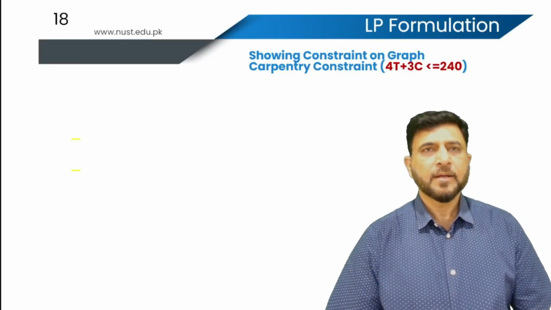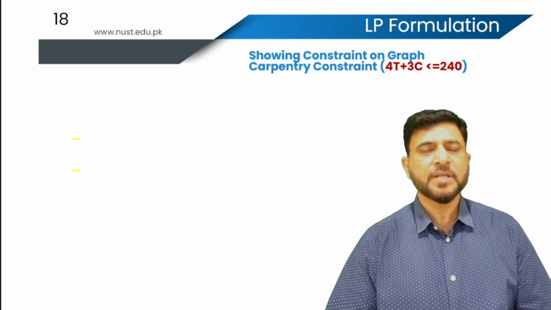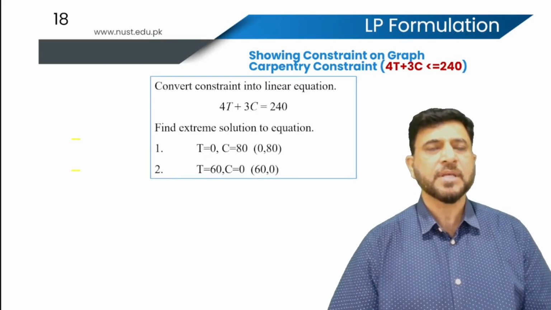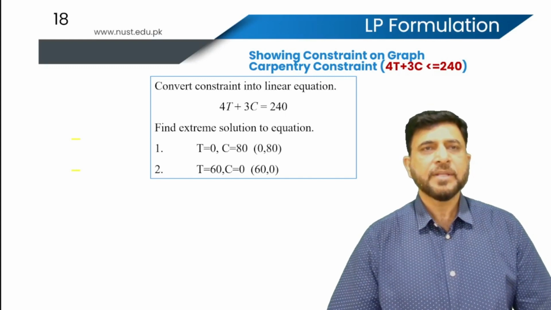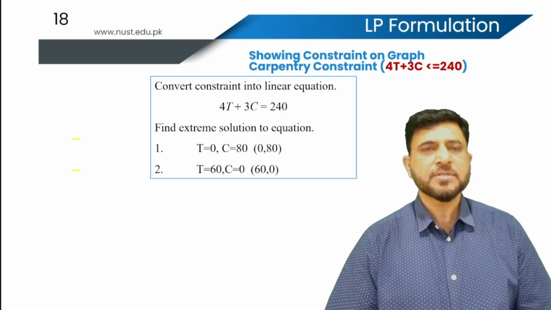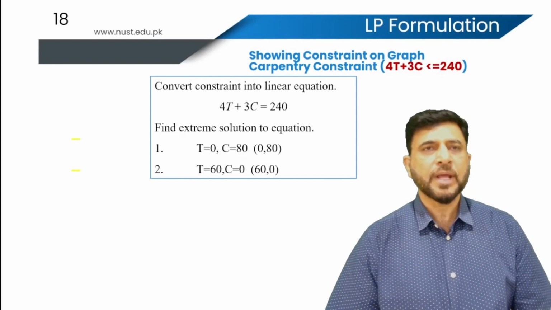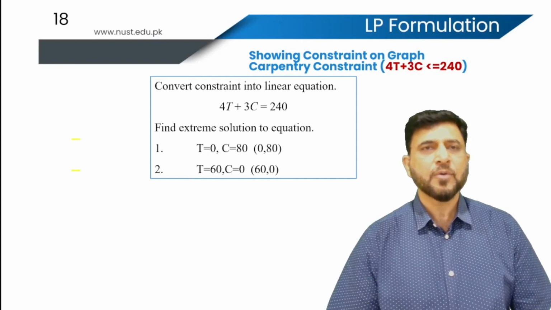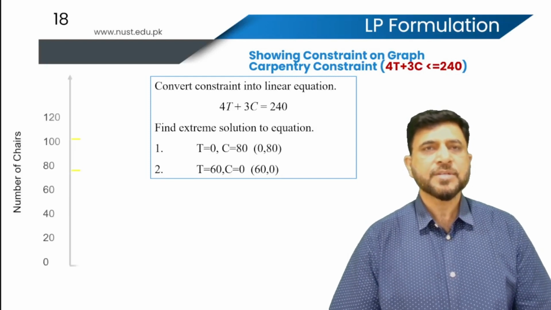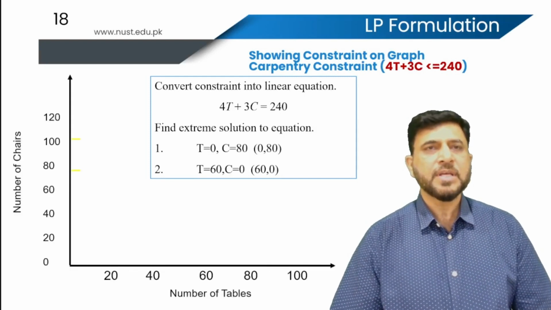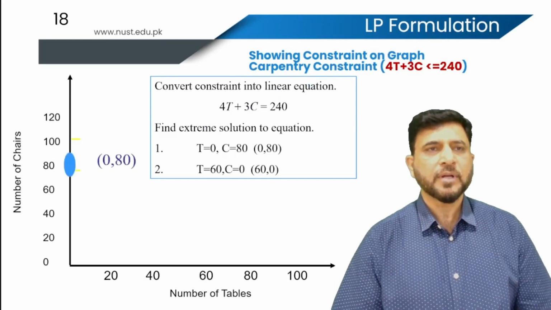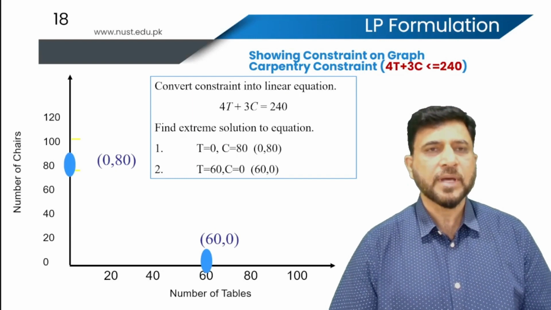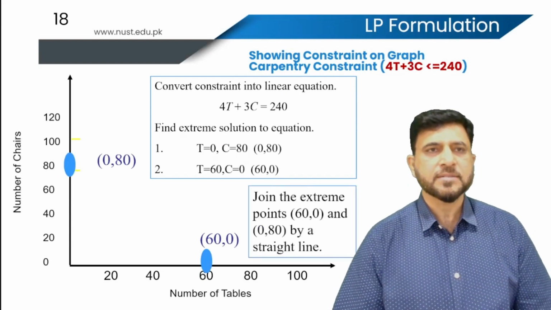Then, showing constraints on graph. For example, our first constraint was the carpentry constraint, that is 4T plus 3C. If we find the extreme solution to the equations by setting T equal to 0 and then C equal to 0, we find the coordinates are (0, 80) and (60, 0). We can plot these two coordinates on our lines, that is (0, 80) on the y-axis and (60, 0) on the x-axis.